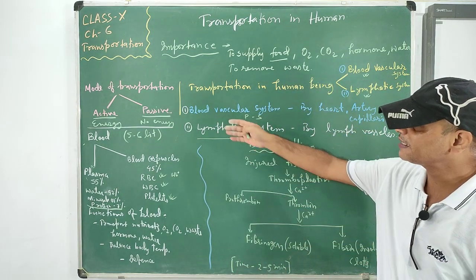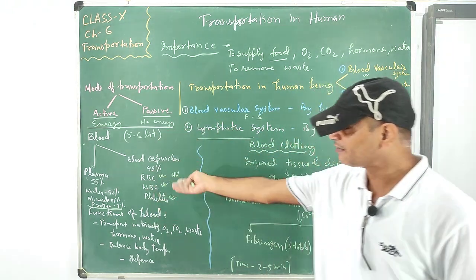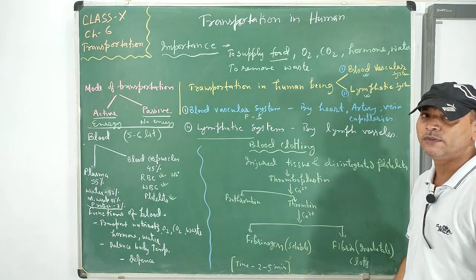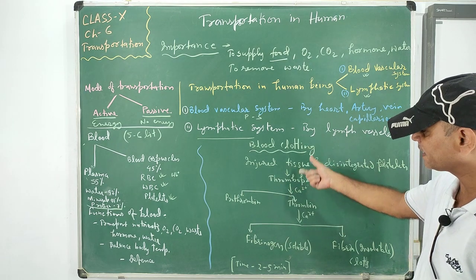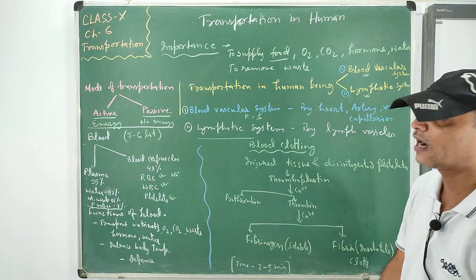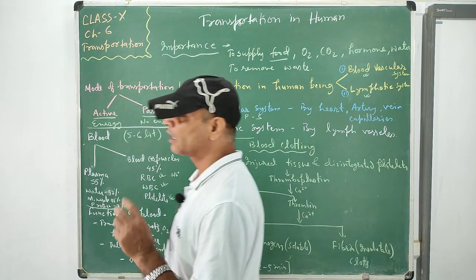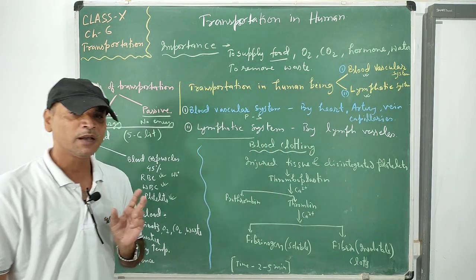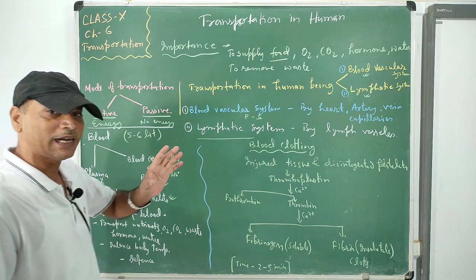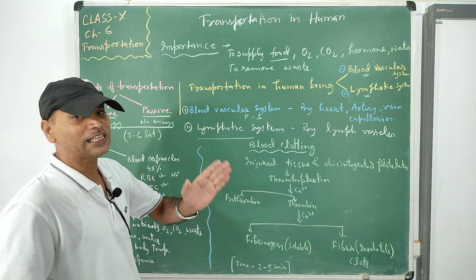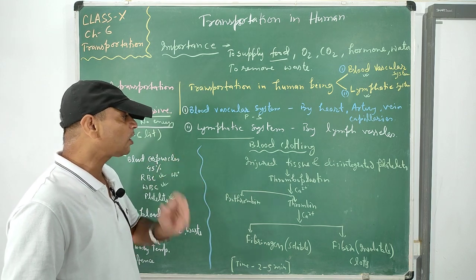So this is the blood. Later we will discuss blood groups. Before that, we will understand blood clotting, how clotting of blood takes place. Clotting is very necessary because it protects the body from excess bleeding. So how does clotting take place?